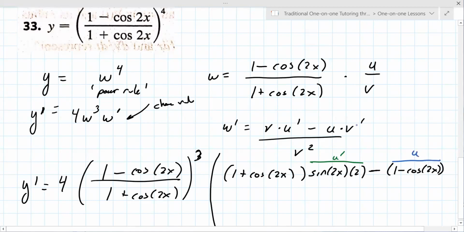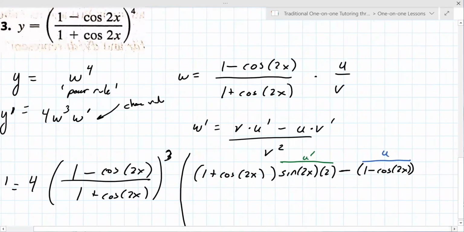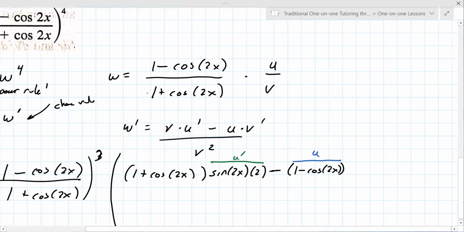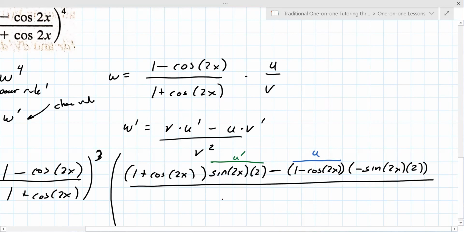Then you have to find v prime. So v prime is the derivative of the bottom. What is the derivative of 1? It'd be 0. You can write it, but they don't want you to ultimately. What's the derivative of cosine? Negative sine of 2x. You keep the inside function, then you have to take the derivative of the inside function, which is 2. All over, this is why you don't simplify, the bottom squared: 1 plus cosine of 2x, squared. Now you're done.